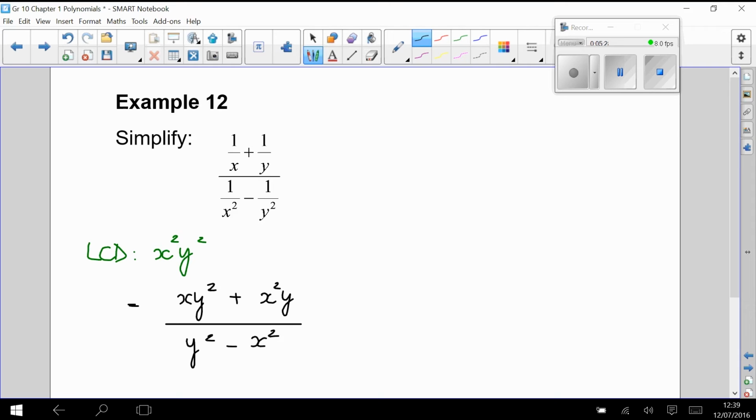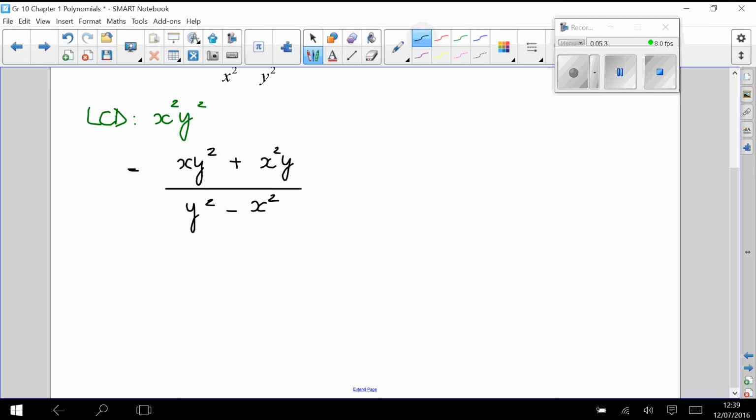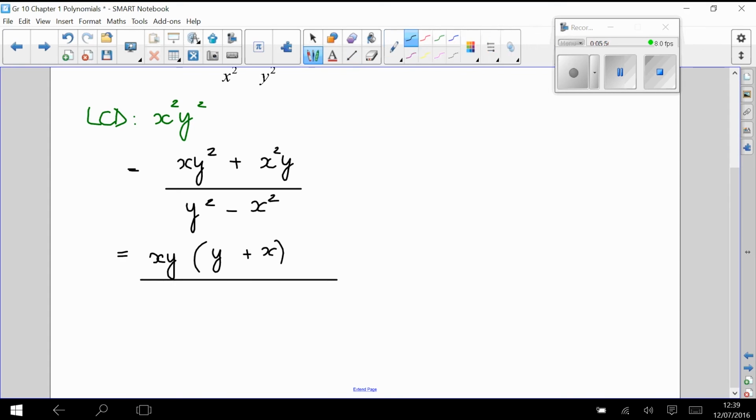At this stage, I'm going to simplify and see if I can cancel common factors. In my numerator, there is an x that is common and a y that is common, so I'm going to take that out as the highest common factor. By taking out that as the highest common factor, I'm left with y in my first term and x in my second term. In my denominator, you've probably recognized that you have a difference of two squares. And if I factorize that, I'm going to get y plus x and then y minus x.